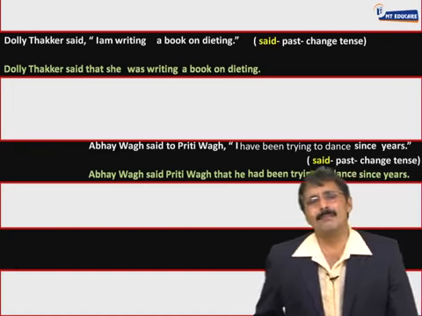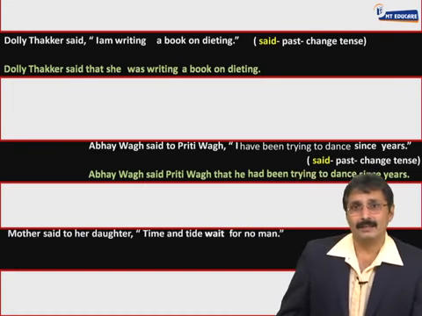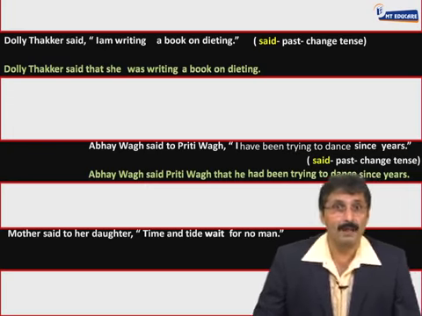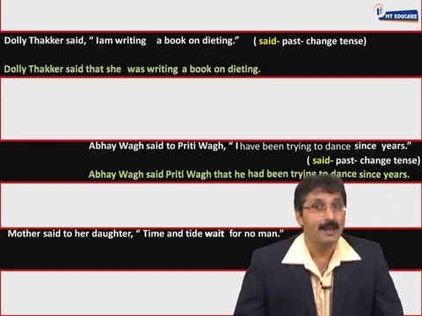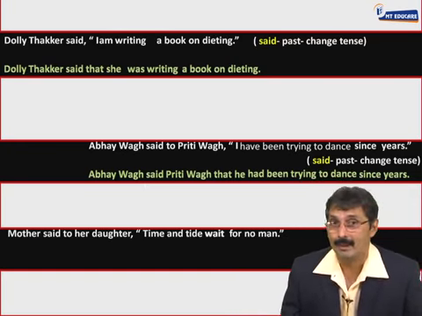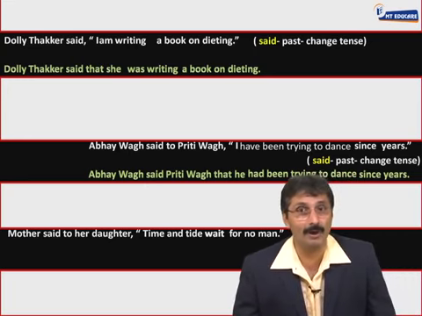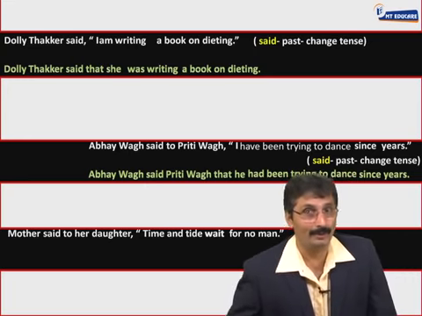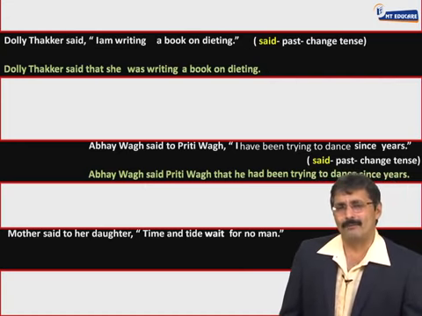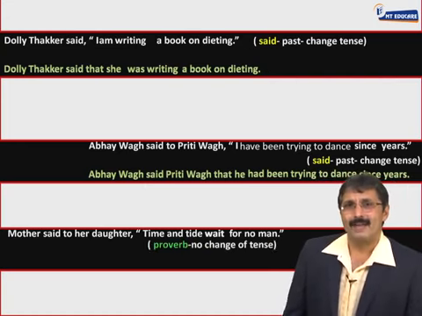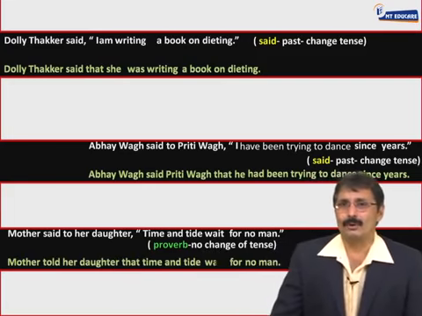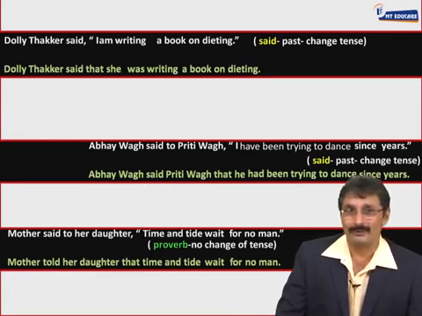Let's look at one more sentence. Mother said to her daughter, "Time and tide wait for no man." बाहर का tense past तो ही अंदर change कर. लेकिन never change the tense of proverbs, habitual actions and universal truths. Time and tide wait for no man is a proverb. It is also a universal truth, and therefore there is no change of tense. Answer: Mother told her daughter that time and tide wait for no man.